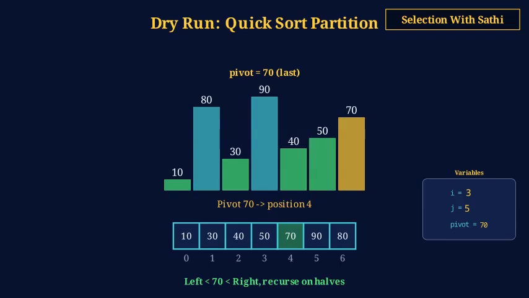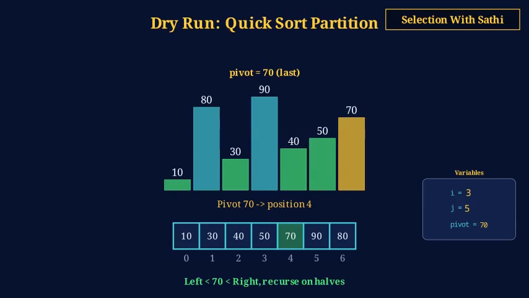J equals 2, 30 is less than or equal to 70. Increment I to 1. Swap a[1] and a[2]. Array becomes 10, 30, 80, 90, 40, 50, 70. J equals 3, 90 is greater. Skip. J equals 4, 40 is less than or equal to 70. I becomes 2. Swap a[2] and a[4]. Array 10, 30, 40, 90, 80, 50, 70.